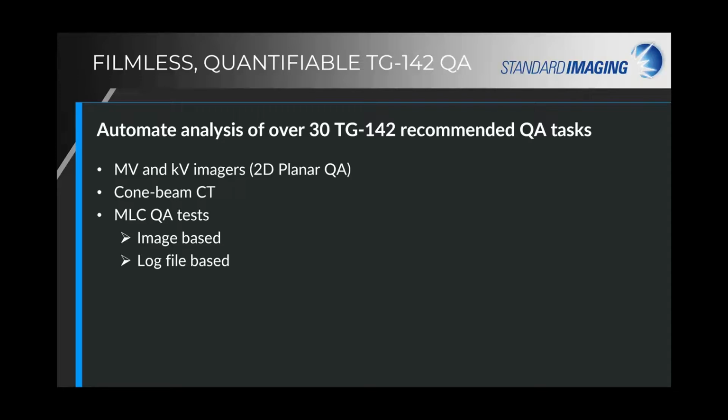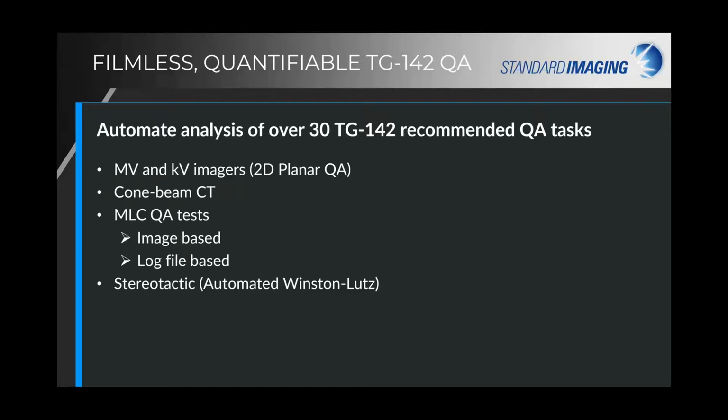We've got a couple of different types of MLC QA tests, including our image-based test, which covers our picket fence test, our leaf position test, and leaf transmission test. Then we also have the log file based MLC tests as well, which include leaf speed, which is an actual leaf speed, not an average, and also reproducibility or repeatability, if you will, for leaf movement as well.